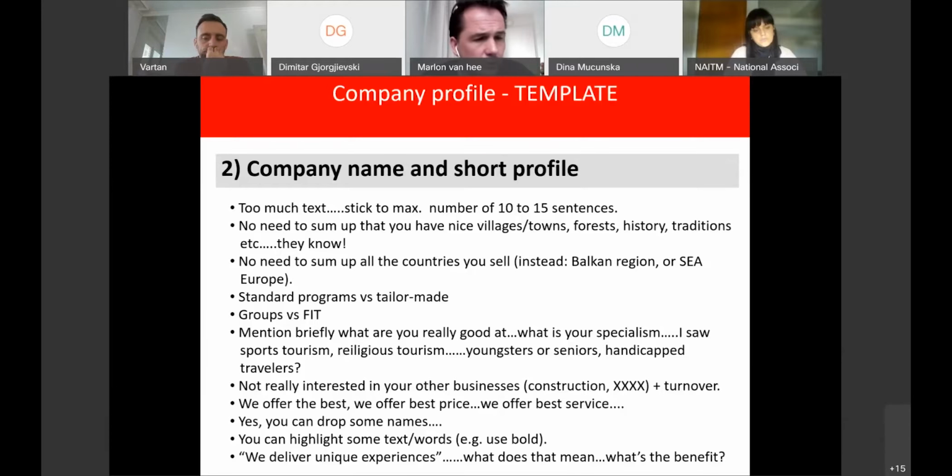Some short profiles I saw is where people write about other businesses that they have, like construction companies or restaurant. I don't care about that. Also, no need to mention turnover. Like I have a construction company also, which is generating 20 million euros a year. I don't care. I'm a European tour operator. I want to know about travel and tourism, not about your construction company.